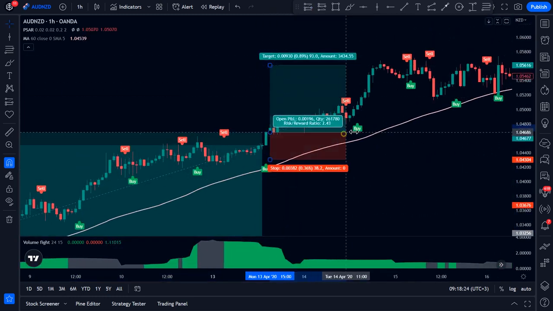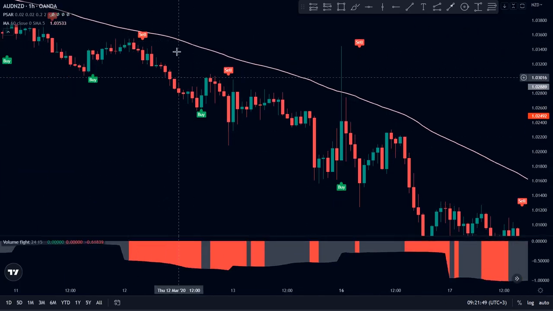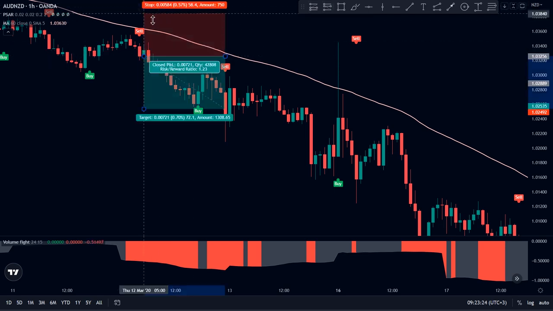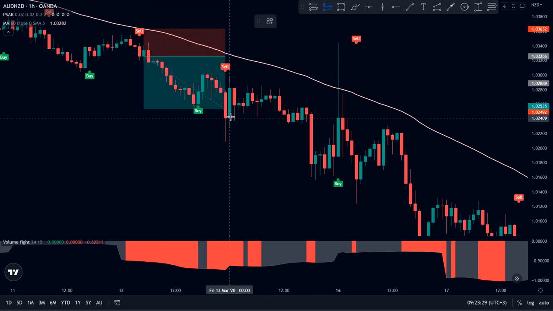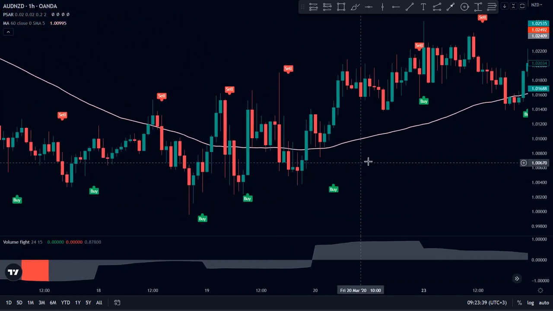For short trades, we're just going to reverse all the conditions. The price must be trading below the moving average. The parabolic SAR indicator should print a sell signal, and then the Volume Fight indicator should be colored red and also be below the zero line. As you can see, this is another great indicator that you can use to avoid losses when trading.